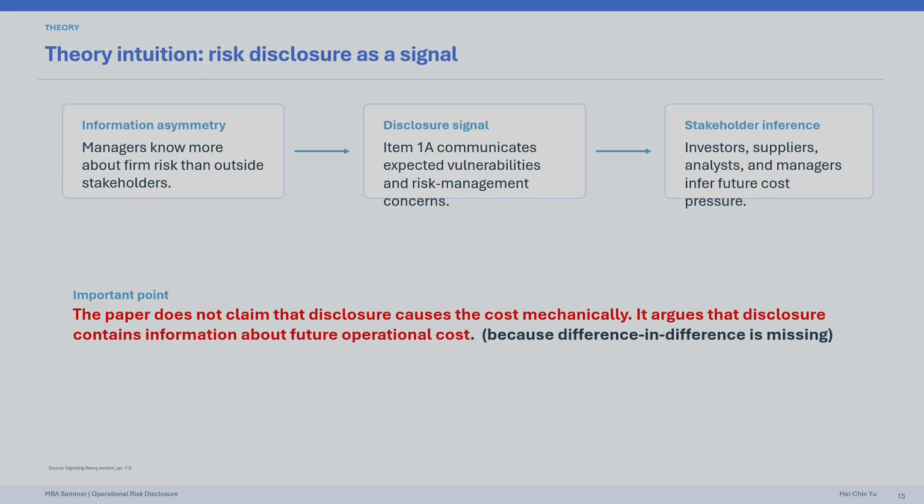So you have to read the SEC 10K report from item 1A almost every time when they release, because the market reflects all of this instantly. But the paper does not claim disclosure caused the cost mechanically. This paper is not good at the econometric methods. Maybe you can find that.